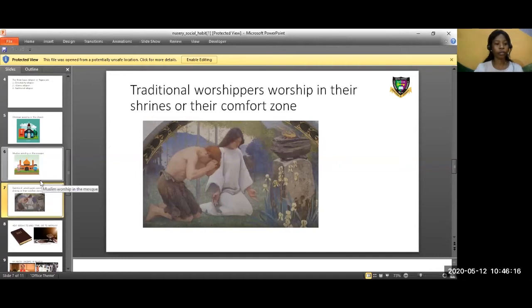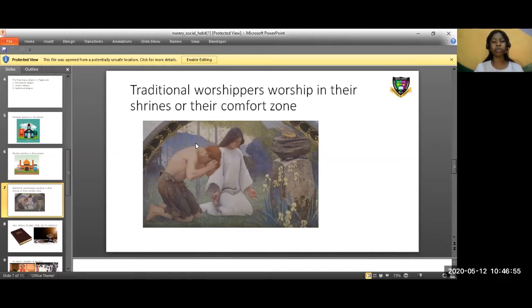Traditional religion. Traditional worshippers worship in shrines or their comfort zone. They can worship anywhere. They can worship at home, in their bedroom, in their sitting room, their comfort zone. Anywhere they want to worship, they can worship their God there. They don't go to church. They don't go to mosque. They worship in their comfort zone.